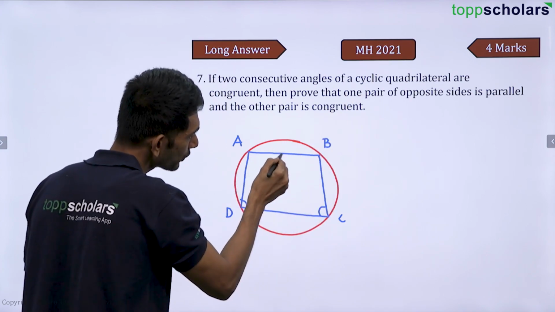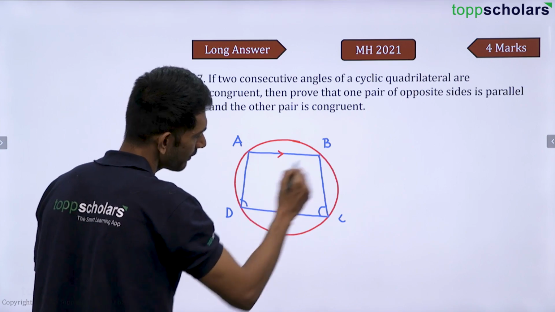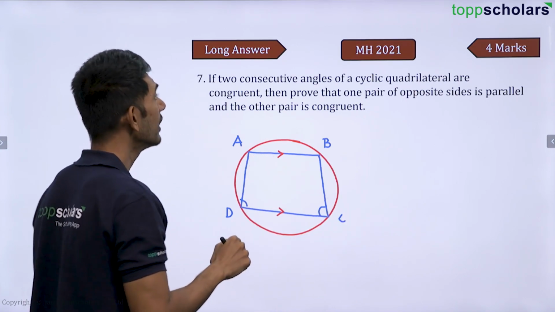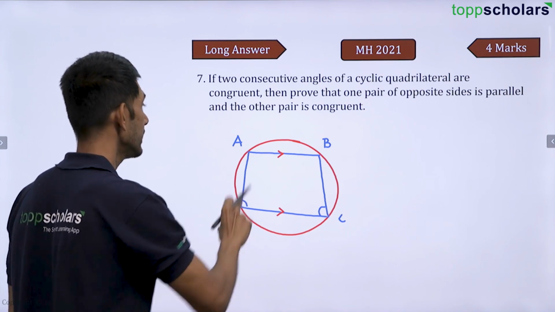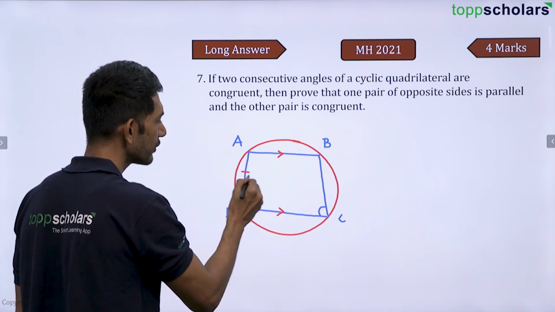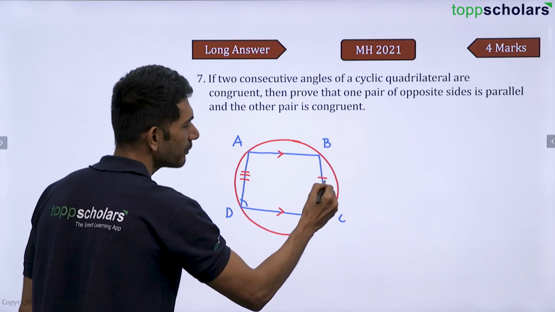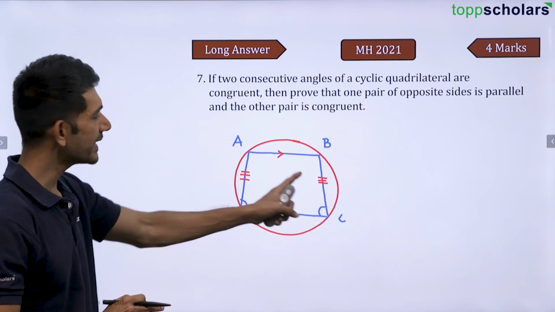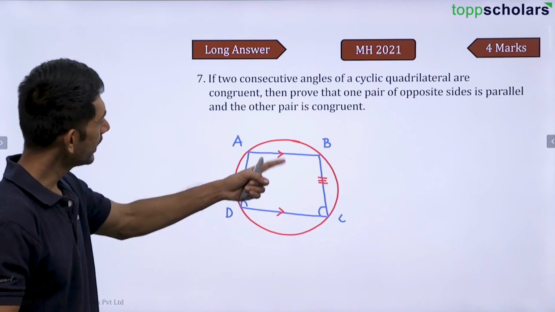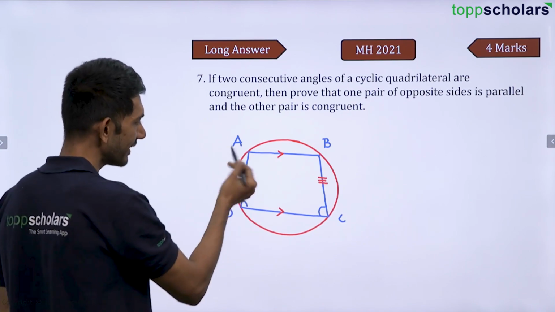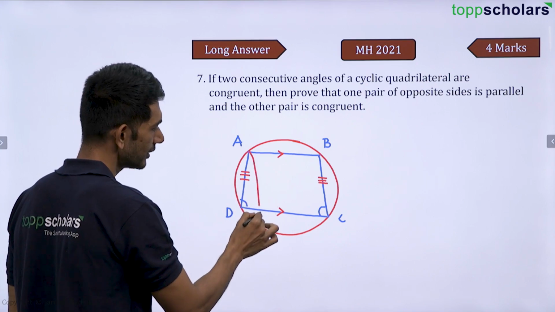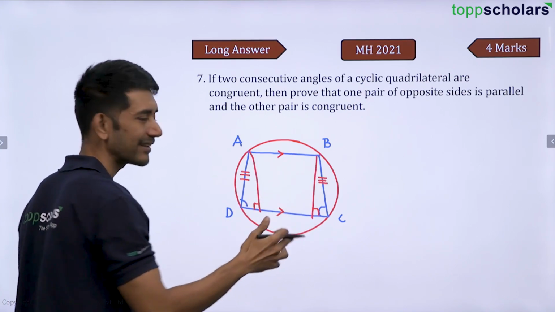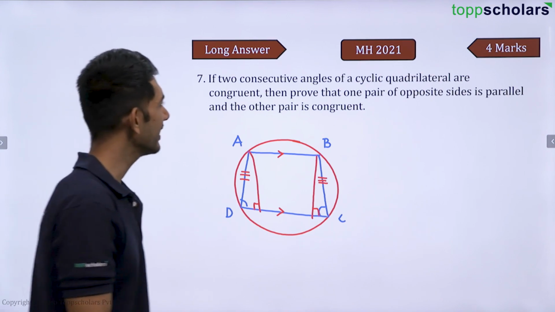So we are supposed to prove that these two are parallel, that is AB is parallel to DC first, and second we are supposed to prove that the other pair is congruent. That means we are supposed to prove that this AD and BC are equal. So this is what we are supposed to prove, AD and BC equal, AB and DC parallel, and then for this we will do a construction, that is we'll draw 90 degree, prove the two triangles congruent, and then that becomes easy later.